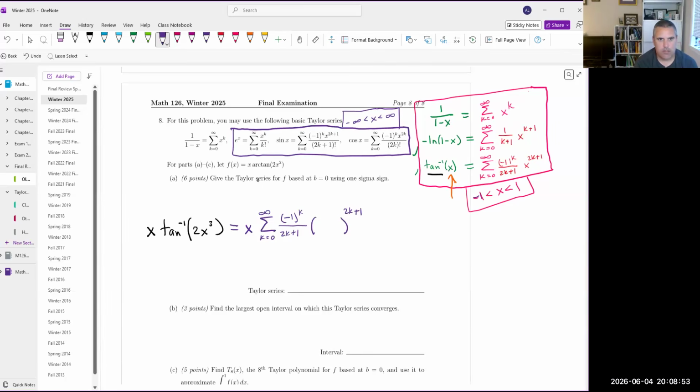Isn't it 2x squared, not cubed? It is, but my eyes aren't very good. Oh, darn it. Thank you. Okay, so this is what we're plugging in. So right here is the 2x squared, 2x squared.